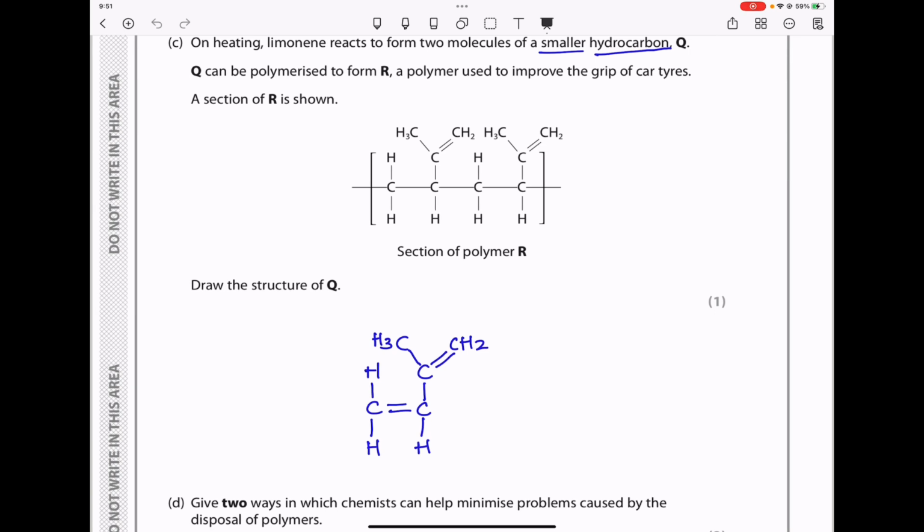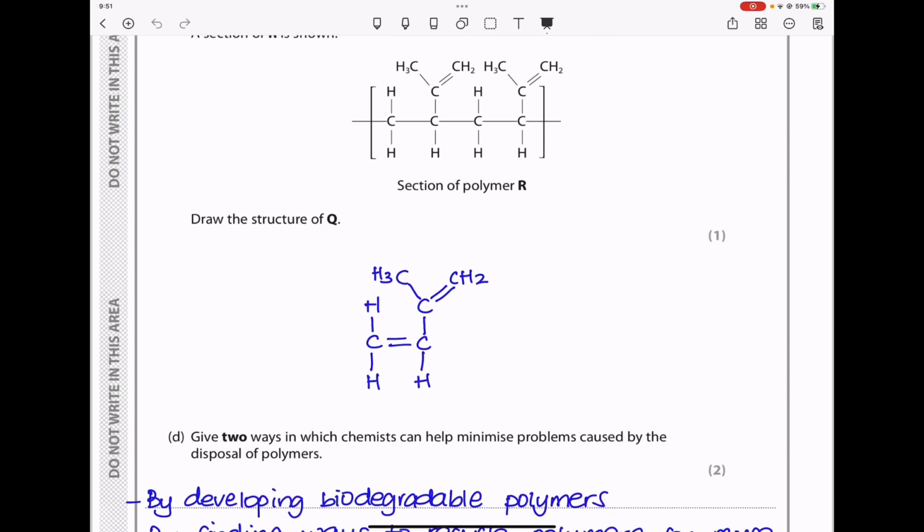We can see in this polymer there is a repeating pattern of this. You can see that it is repeated again here. So it means the monomer is going to come from this. All we need to do is replace the double bond and cut away these extensions. As you can see here, this is structure Q.